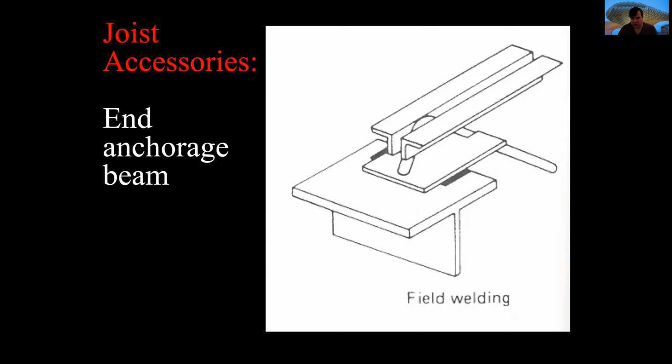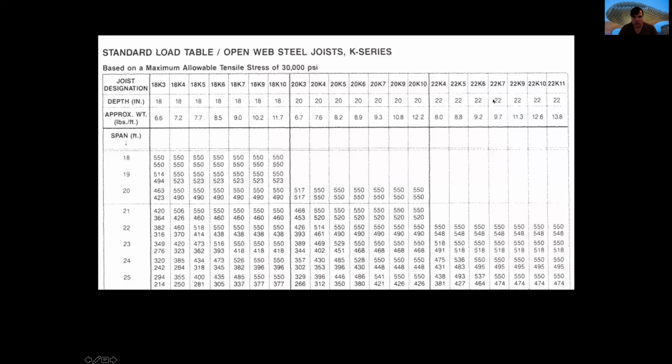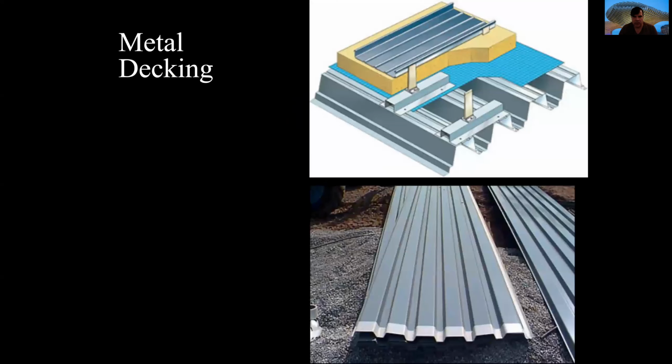There are some accessories, like end anchorage, that allow us to have some welding between the beams and those elements, and stabilizer plates that keep this material from moving and rotating so much. We have some tables here, and you have more information about them in the book. Usually this material is combined with a floor or roof system that can be metal decking, the one that we studied before, with steel on the bottom and concrete on top for the floor system.